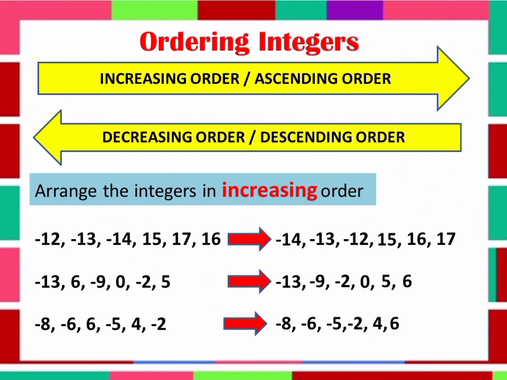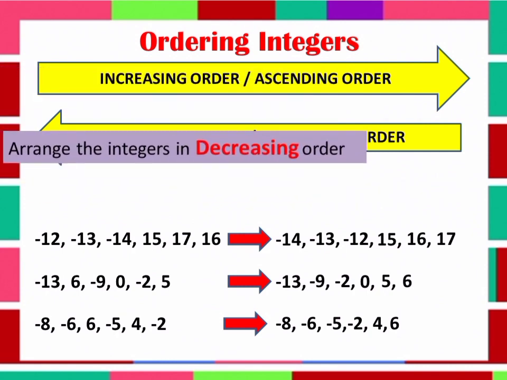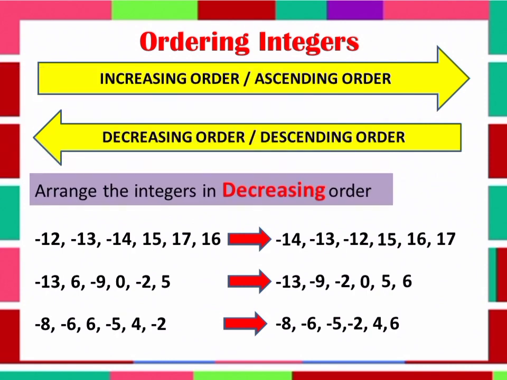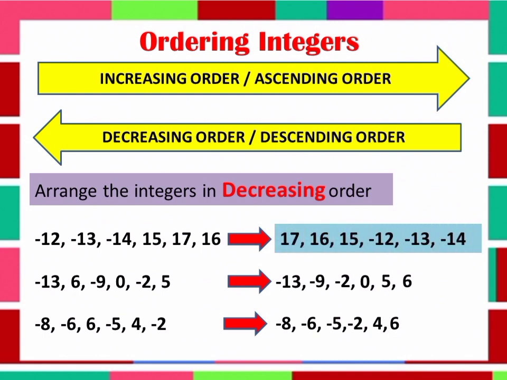Now, how about if we are going to arrange it in decreasing order? So, ang gagawin lang natin, mula sa mataas, pababa. So, baliktarin lang natin to. It will become like this. So, sa number 1, it will be 17, 16, 15, negative 12, negative 13, negative 14.